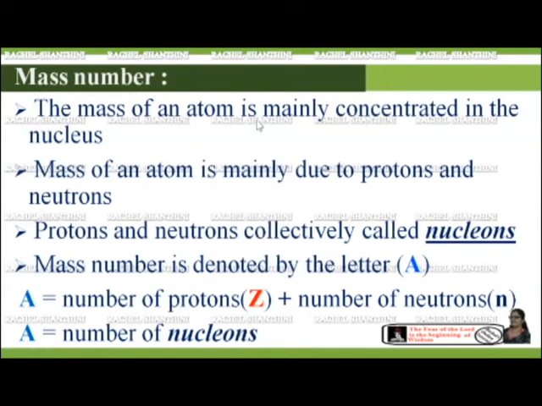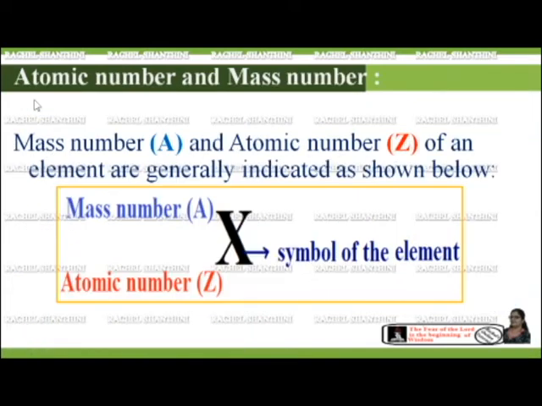Mass number. The mass of an atom is mainly concentrated in the nucleus. We know that mass of an atom is mainly due to protons and neutrons present in an atom. Protons and neutrons are collectively called nucleons. The mass number A is equal to number of protons Z, that is the atomic number, plus number of neutrons, which is represented by small n. So we can also write mass number A is equal to number of nucleons. Representation of atomic number and mass number. Mass number A and atomic number Z of an element are generally indicated as follows.